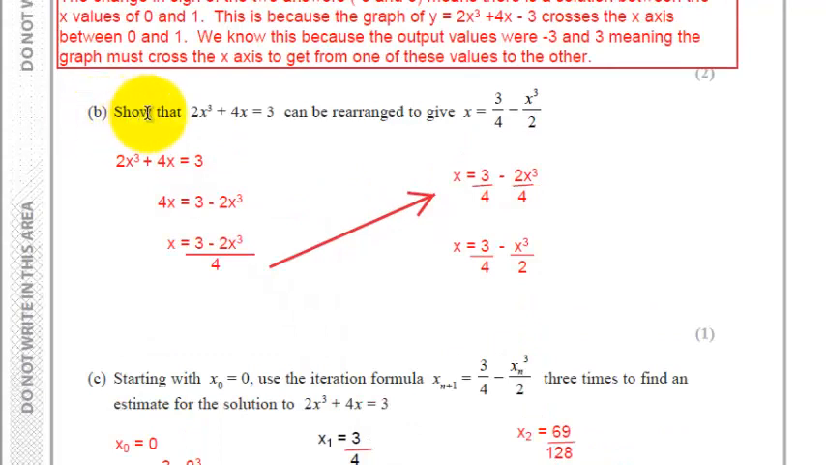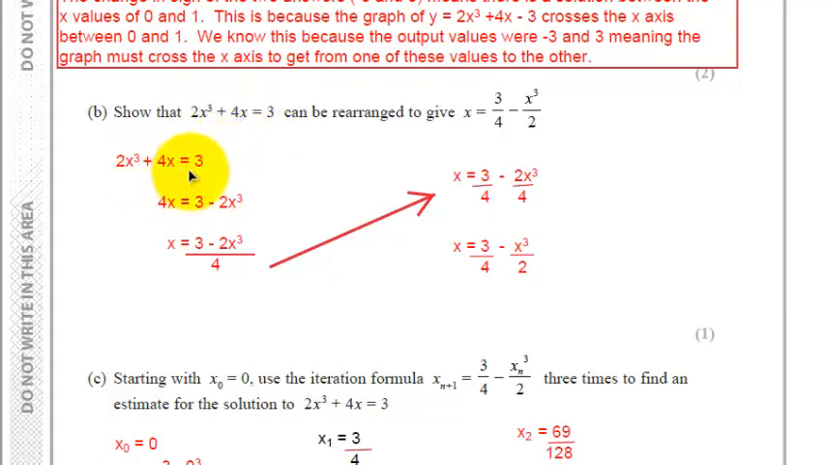Part B. Show that 2x cubed plus 4x equals 3 can be rearranged to give x equals 3/4 minus x cubed over 2. Now this can be seen as being a tricky rearranging because it might be unclear to you which x here on the left hand side of the equal sign remains and which x goes over to the right hand side. But if you look at the x on the right hand side, it's x cubed, which means it's pretty likely that the x cubed next to the 2 is the one that has moved, and the x next to the 4 is the one that has remained.